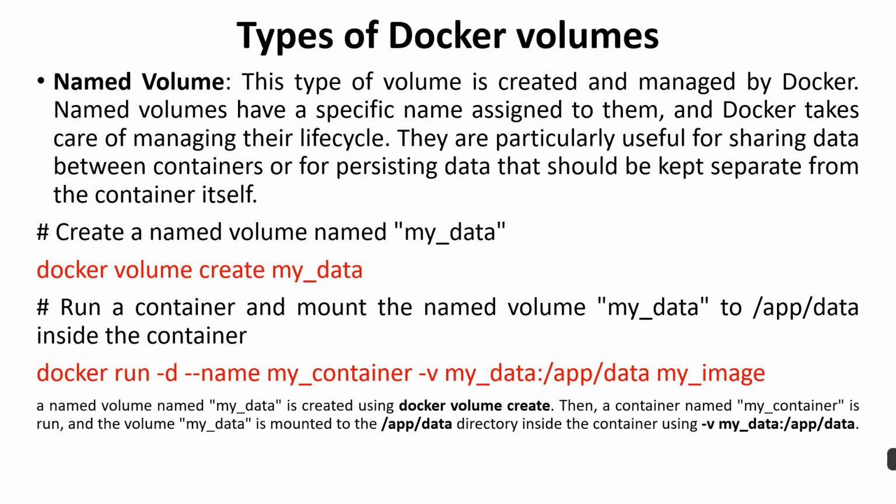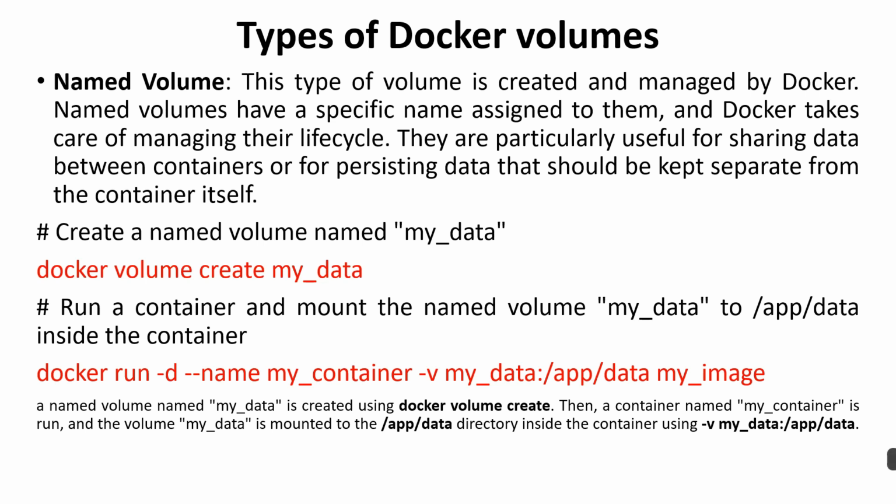So how do we create the named volume? First you just run docker volume create and the volume name. I have just created this: docker volume create powercloud. Then run a container and mount the named volume. I have to mention the volume name, the one I just created.